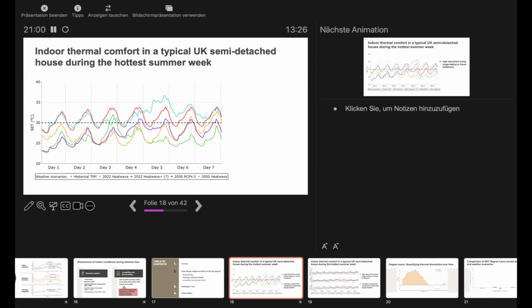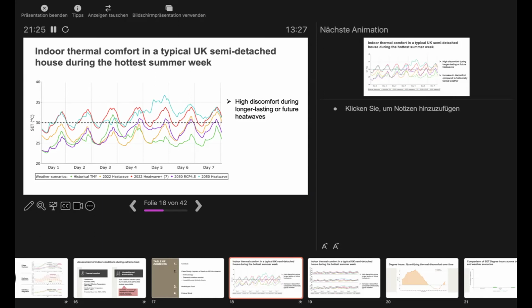So beyond this, we consider the conditions to not be comfortable anymore to an occupant. And there's now two things I want to point out here. First of all, we can see that there's very high discomfort during longer lasting and future heat waves, which are this red and blue line, where we can see the conditions over the whole week are always very close to the threshold line or even beyond.